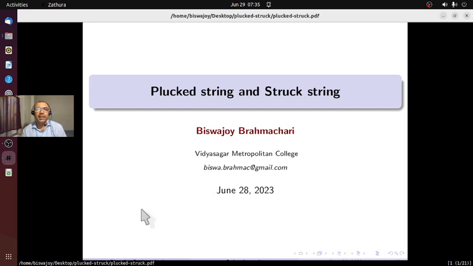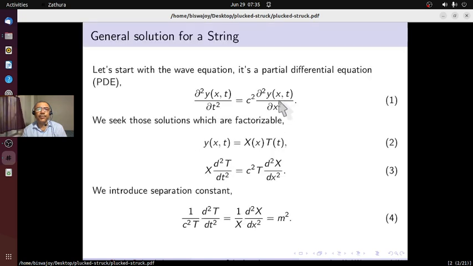Hello, in our discussion today, let us discuss plucked string and struck string. We start with the wave equation, the second order partial differential equation, because the solution here is a function of both x and t.